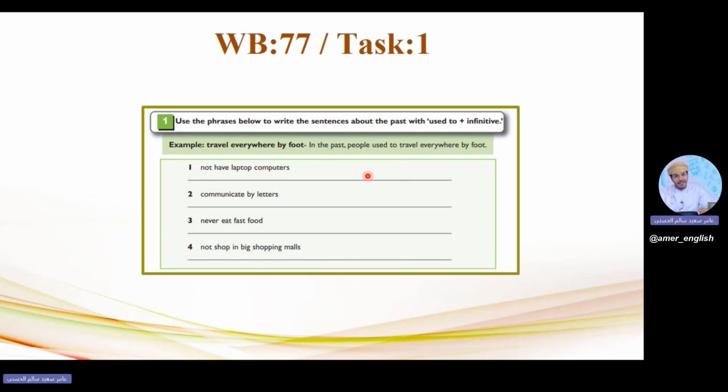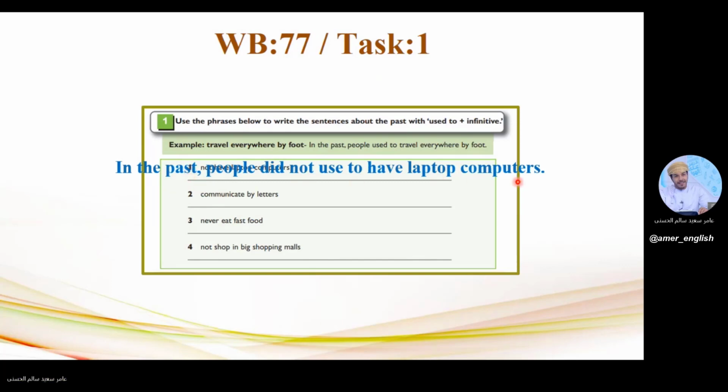Okay, guys? So in order to form a negative sentence, we will use did not or didn't. Okay, so I didn't have laptop computers, or I didn't use to have laptop computers. It will be like this. Or in the past, people didn't use to have laptop computers. Okay, I hope it's clear to everyone.